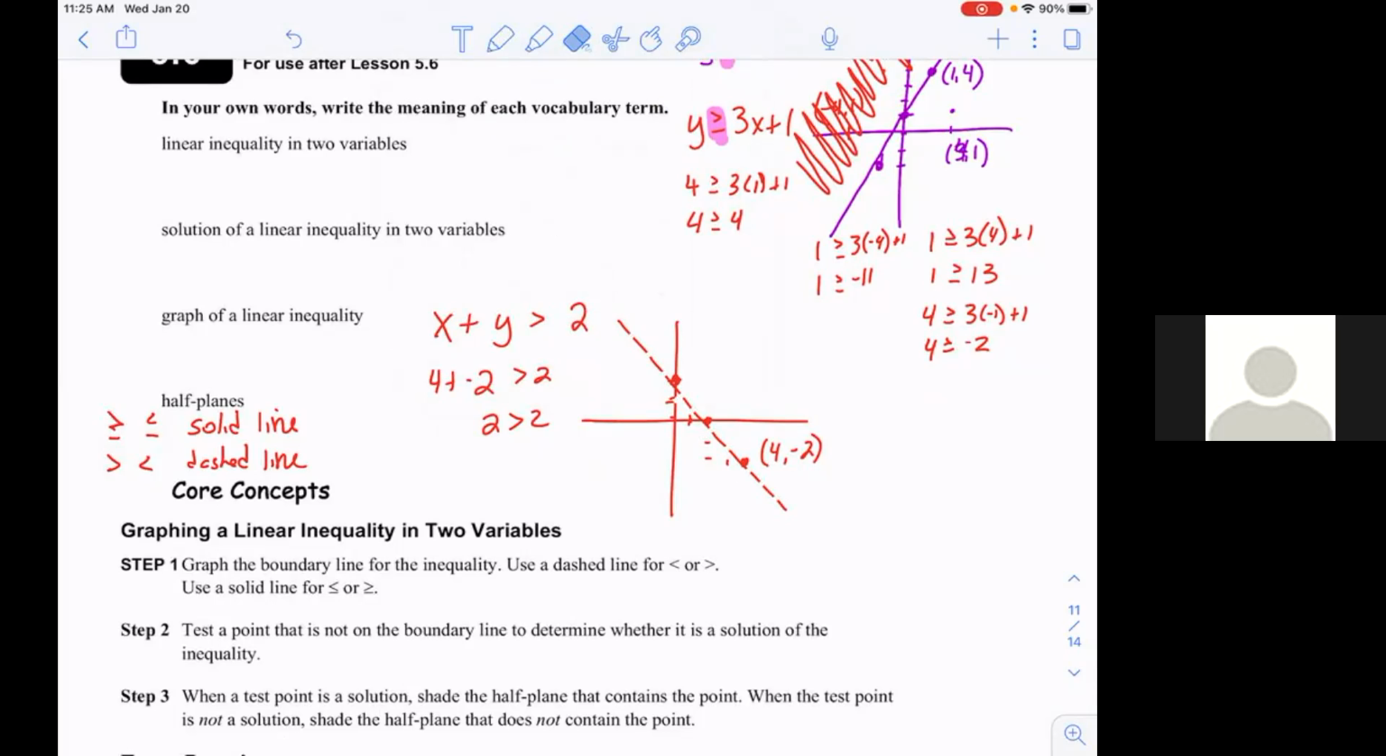Okay, now the next thing is I have to determine, we have a true half plane and we have a false half plane. How am I going to figure out which one's which?